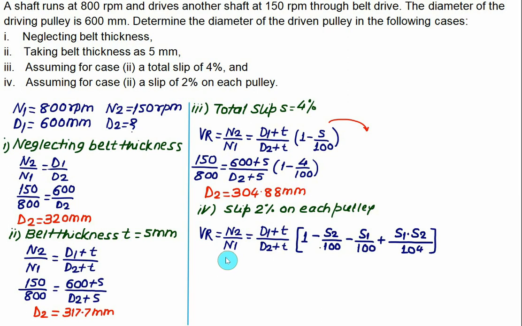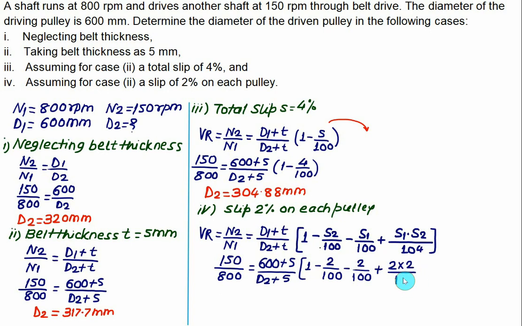N2 is equal to 150. N1 is equal to 800. Diameter is 600 plus thickness equal to 5. Diameter of the driven pulley you have to find out plus thickness equal to 5, into 1 minus S1 and S2 each equal to 2%, that is 2 divided by 100, minus 2 divided by 100, plus 2 into 2 divided by 10 to the power 4.